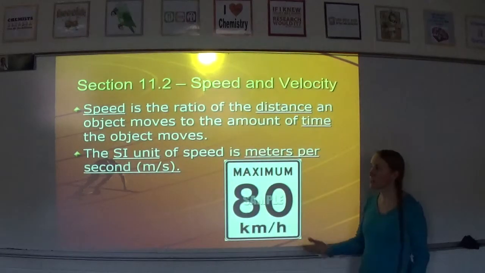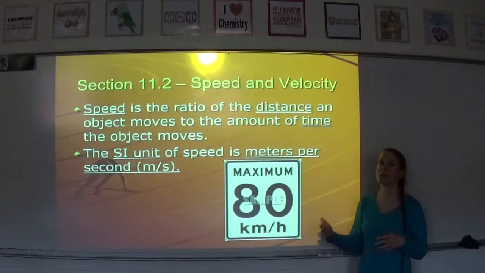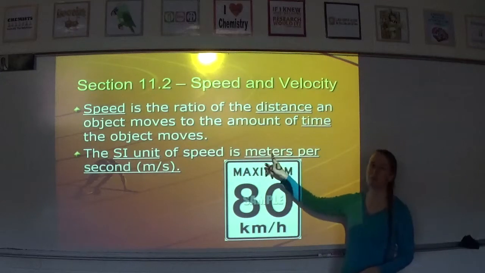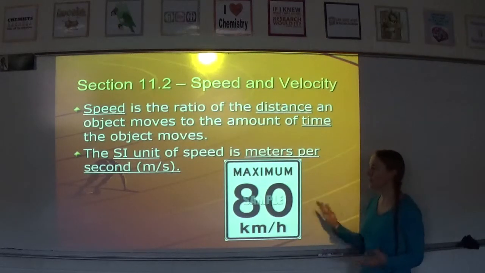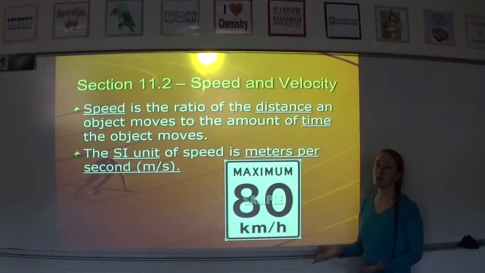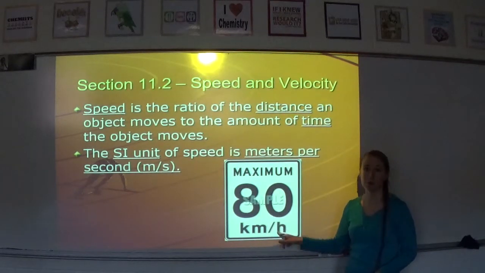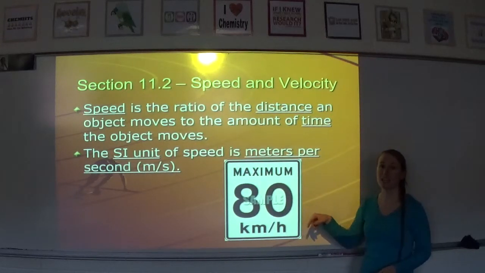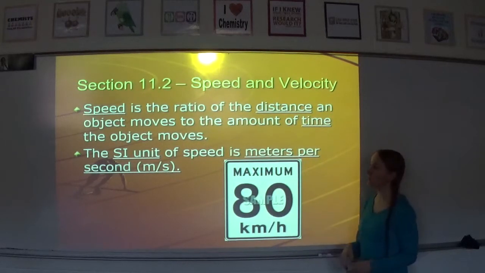Now, of course, in America, we use things like miles and feet for our distances, but in science, we don't focus on those. We focus off of the base unit of meters. Whereas in America, our speed limit signs are in miles per hour, when you go to other countries, they use things like kilometers per hour, so you'll see a lot higher numbers on their speed limit signs, even though the speeds are about the same when you convert.